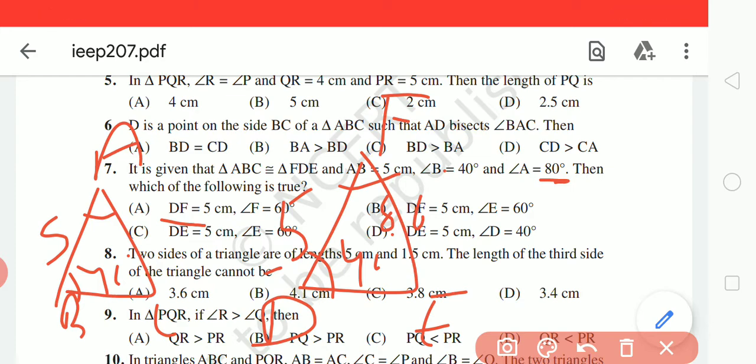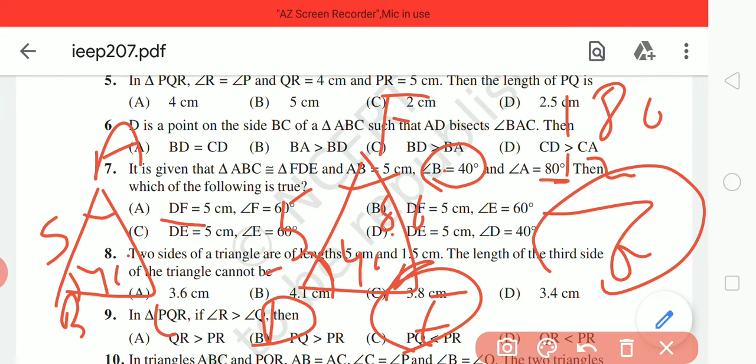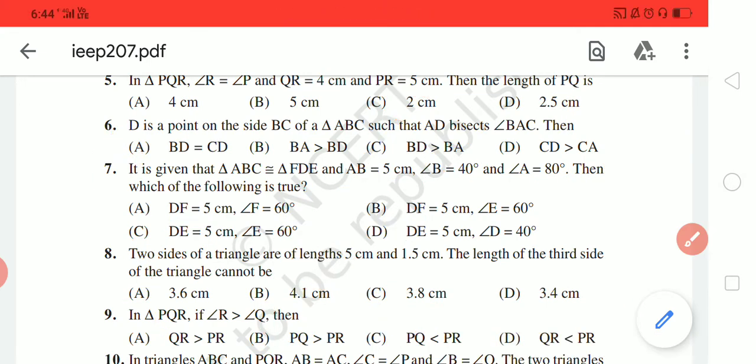So let us check which one is the same. This is 40 degrees we have given here. You can find this angle E. 80 and 40 is 120, and 180 minus 120 is 60 degrees. So angle E will be 60 degrees, and DF is 5 centimeter. So this is option B, right?